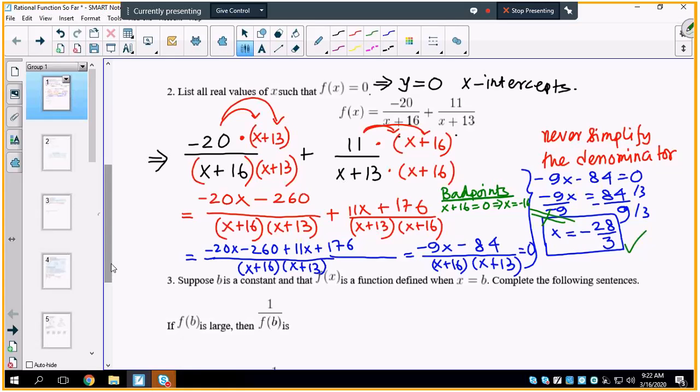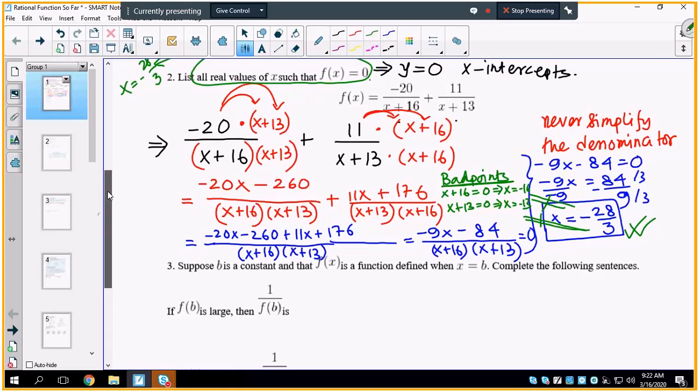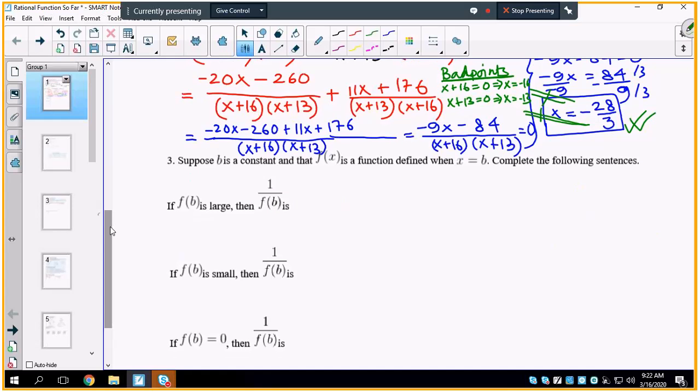What is the other bad point? It's going to come from x plus 13 equal to 0. You solve for x, you get x equal to negative 13. And again, negative 13 is not equal to the solution we got. So I will say that indeed this is the solution. So I wanted to know all real values for which f(x) is equal to 0, and I found out there is only one, and that is negative 28 over 3. So whenever I ask you to find the x-intercept for a rational function, this is what you are going to use in order to find the x-intercepts of a rational function.